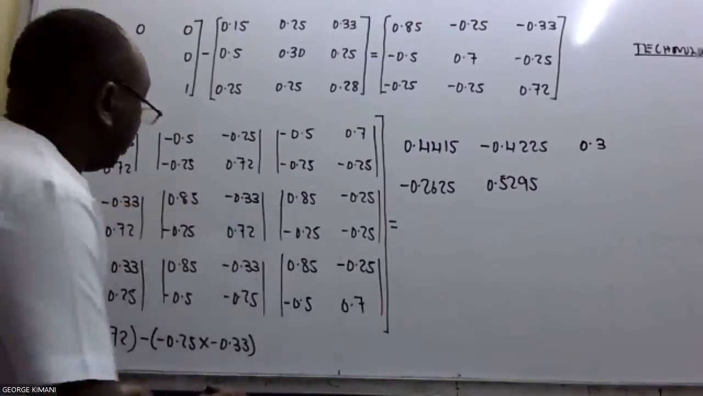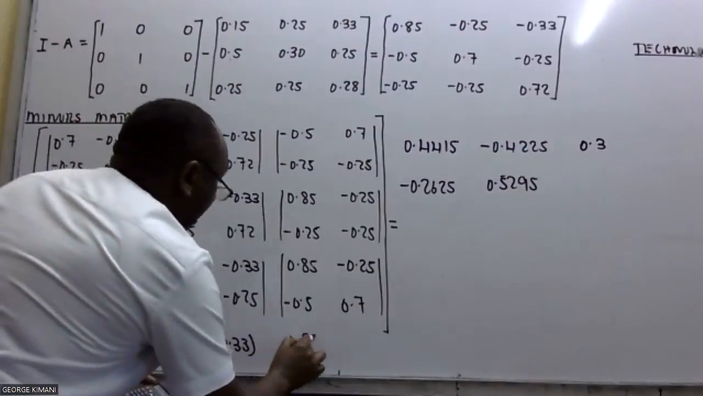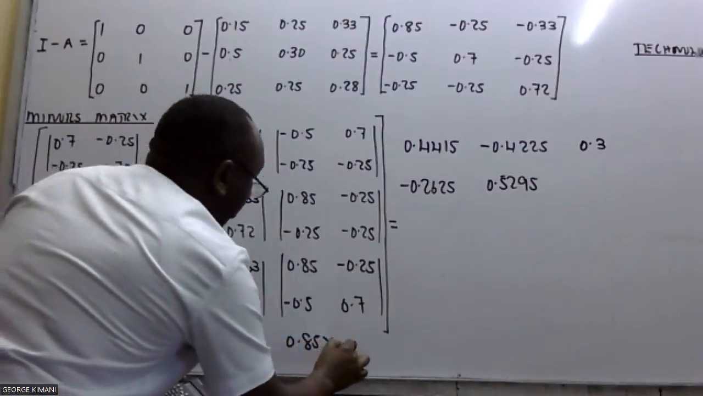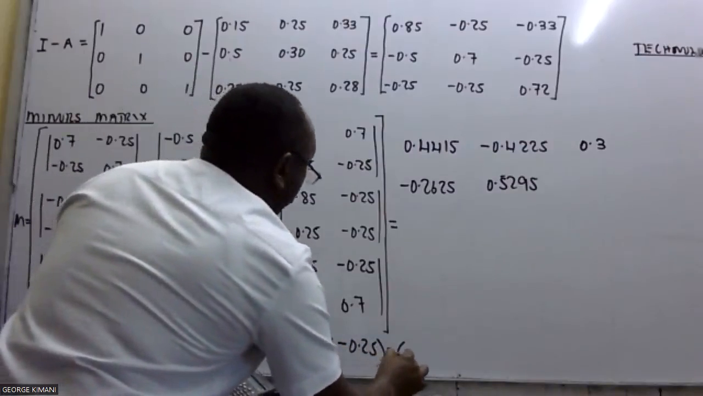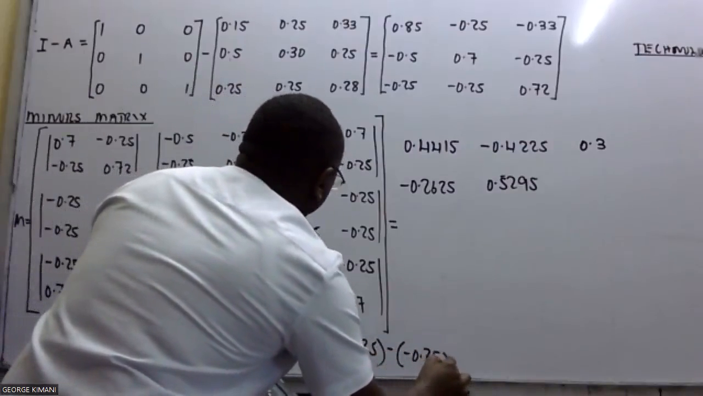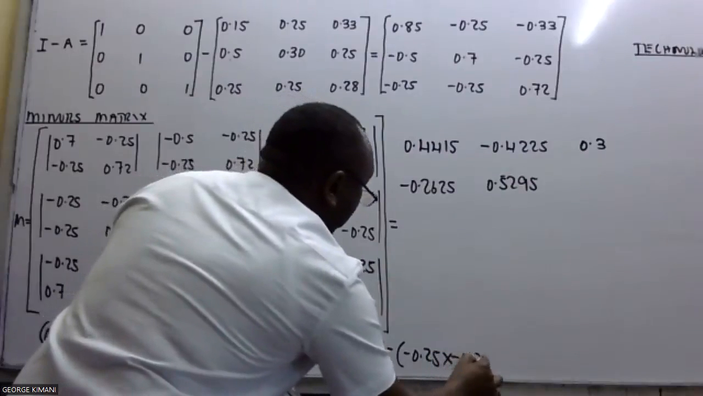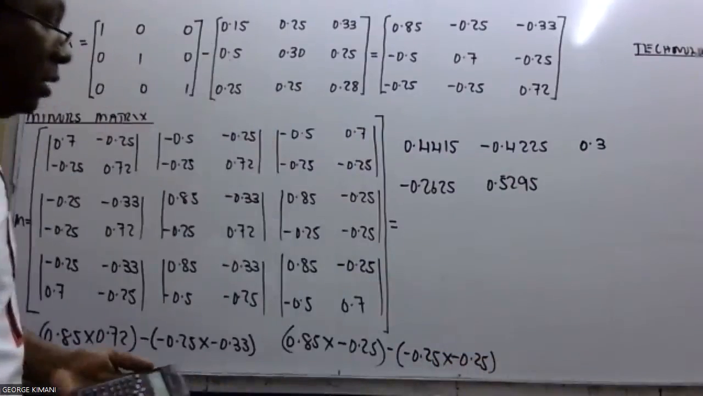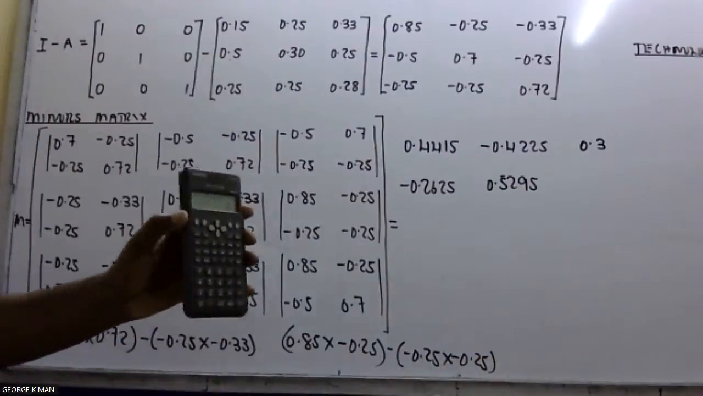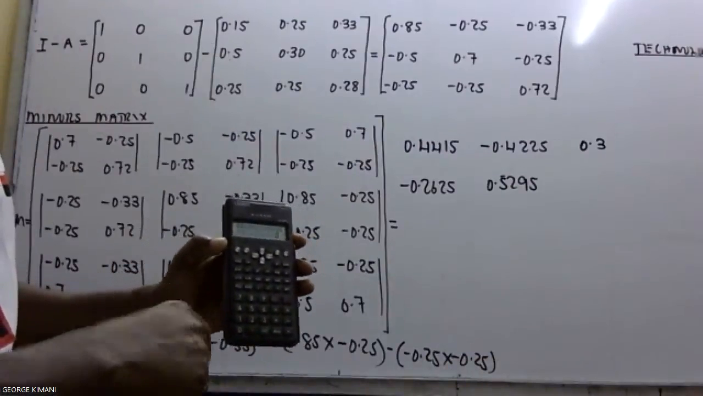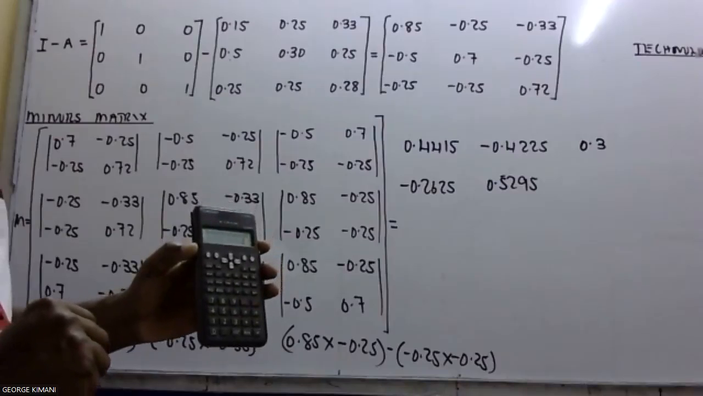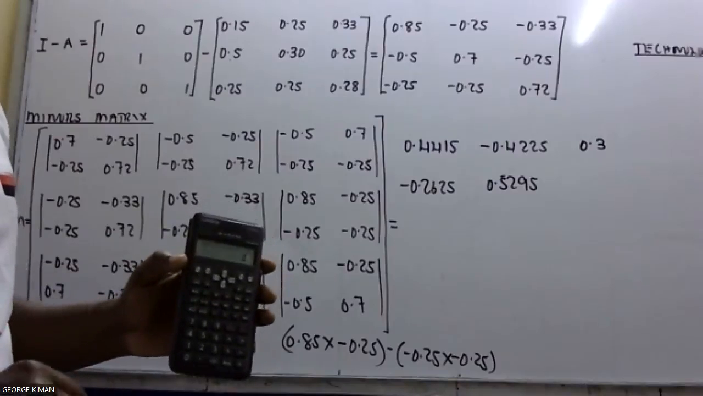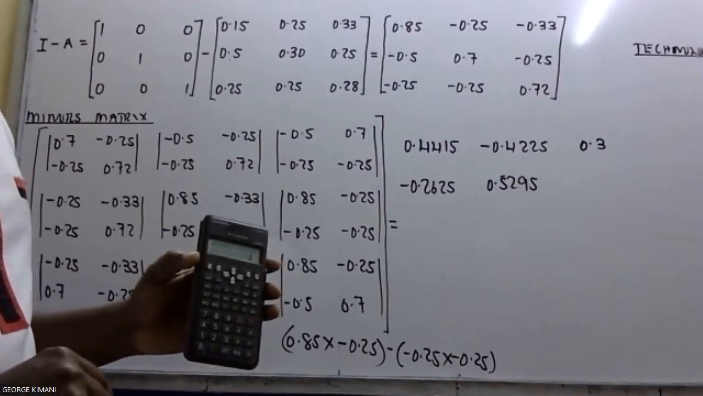Now we are at 0.85 times minus 0.25 minus. Really? You actually put them in brackets on the calculator? Yes, you can put them in brackets, or you can just go straight. Because the calc is scientific, it is able to do it. Okay, fine.